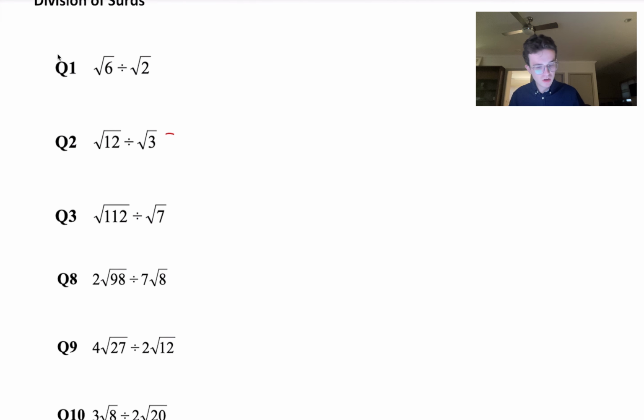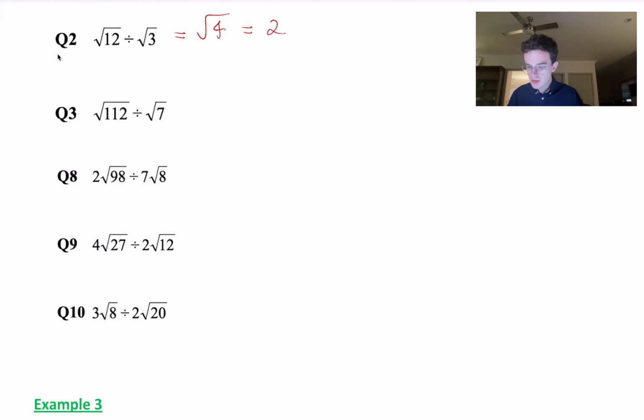Okay, the division of surds is almost the exact same as multiplication, except who would have thought, we're dividing instead of timesing. Divide the numbers under the square root. 6 divided by 2 is root 3. 12 divided by 3 is 4, so root 4, but the square root of 4 is 2. 112 divided by 7 is 16, so root 16, but the square root of 16 is 4.